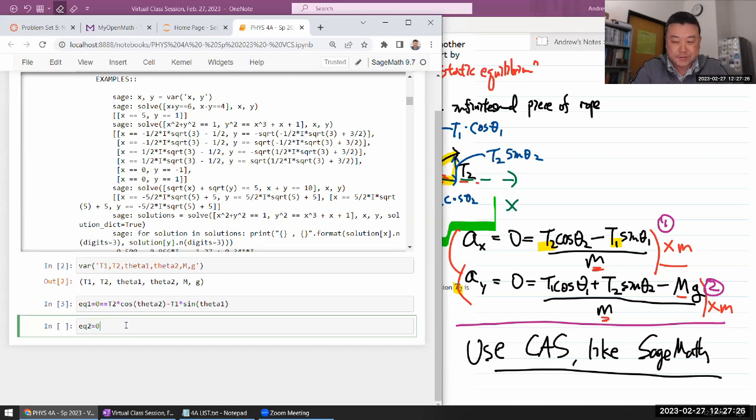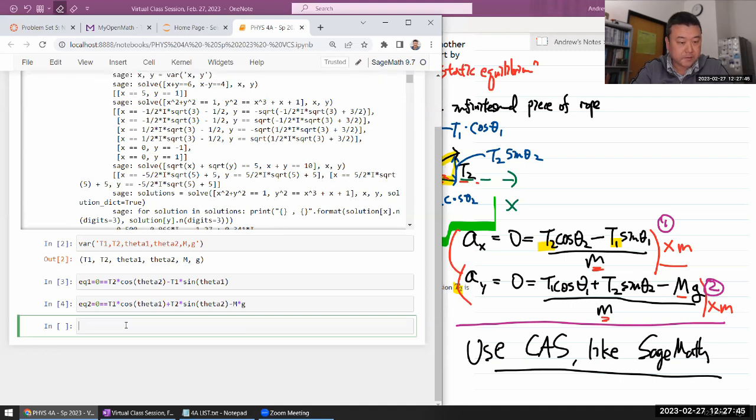Equation 2 should be assigned as 0, being equal to T1 times cosine of theta 1 plus T2 times sine of theta 2 minus capital M times g. Okay, and I entered it.